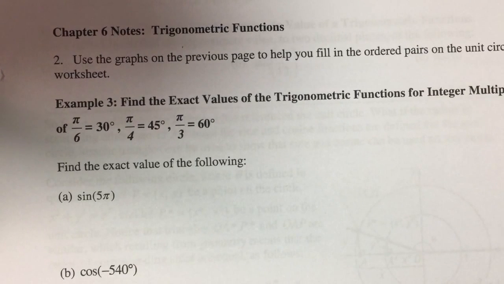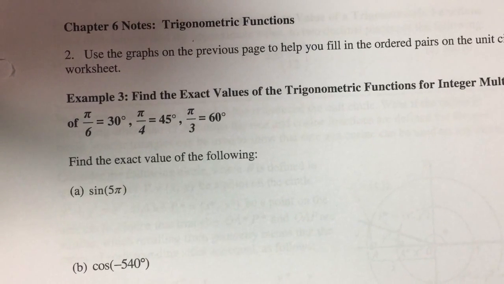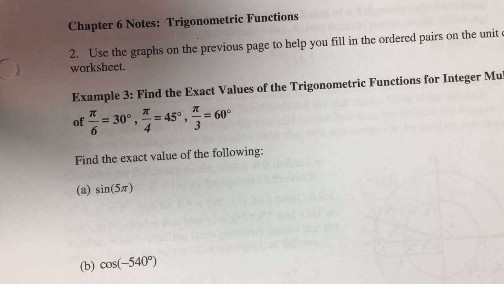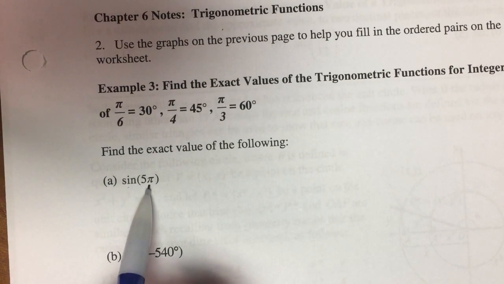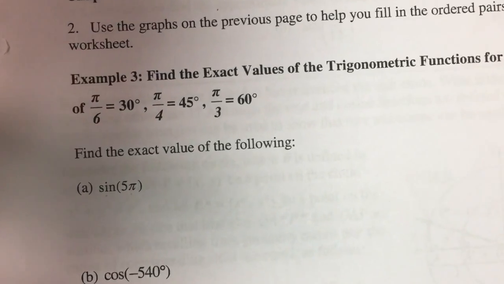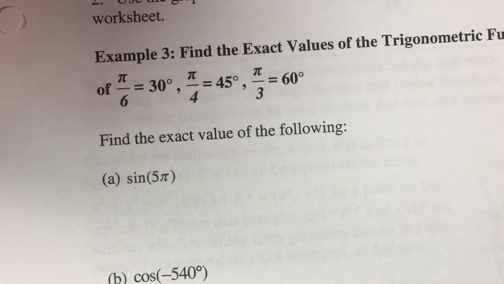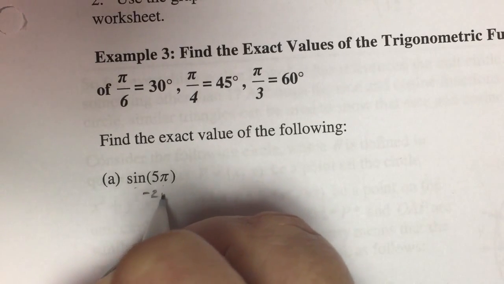Okay, so this would be the section 6.2 notes, but we were talking about part 3. So if we want to find the exact values, so here we go. First of all, 5 pi. You should know that that goes around a couple of times. So what we want to do is we want to subtract 2 pi from this.